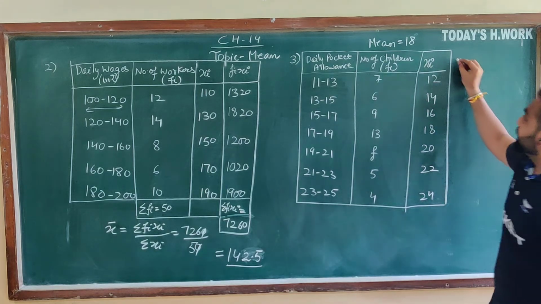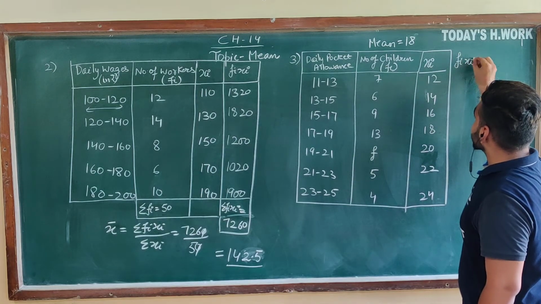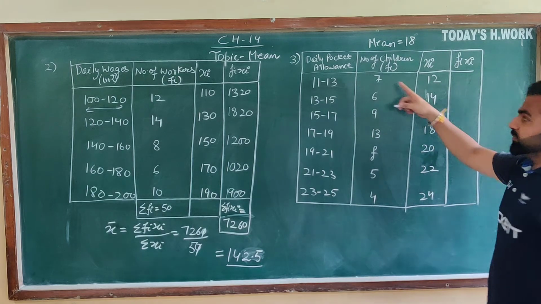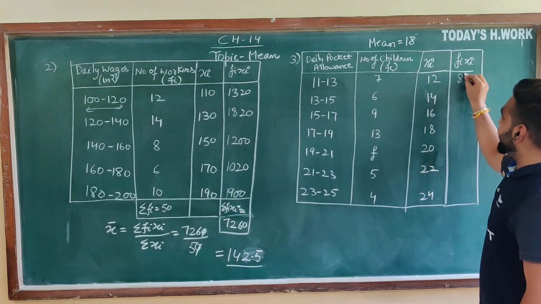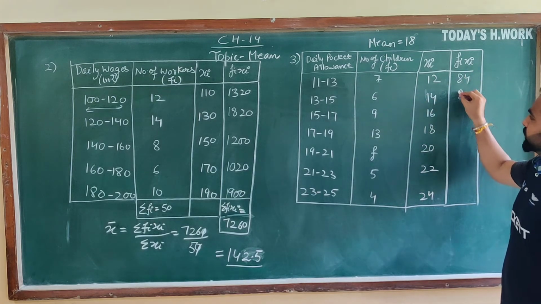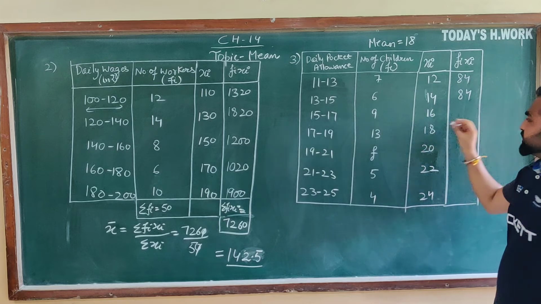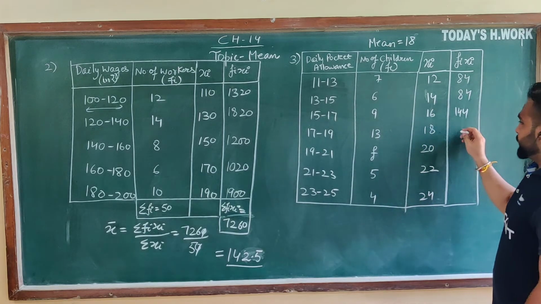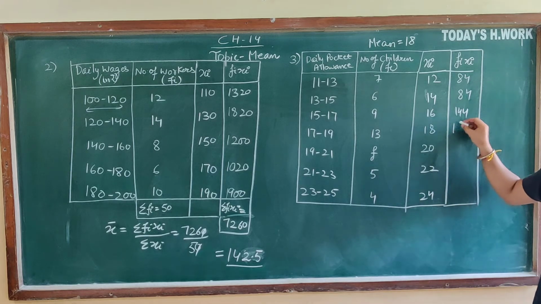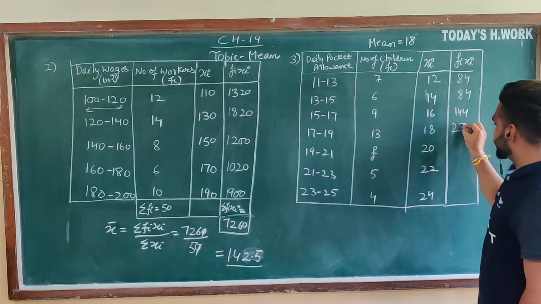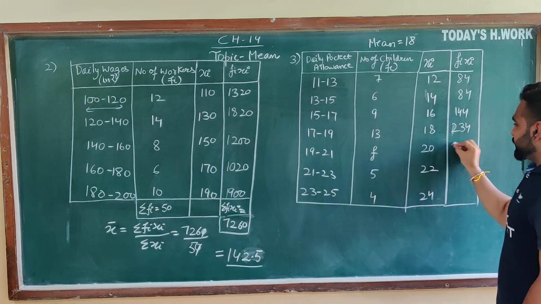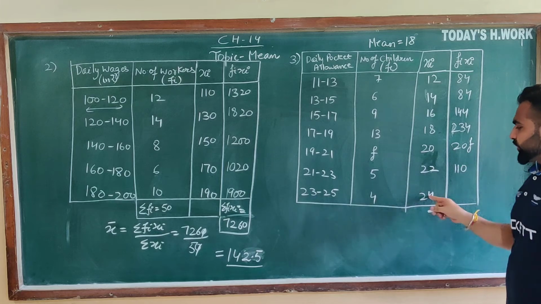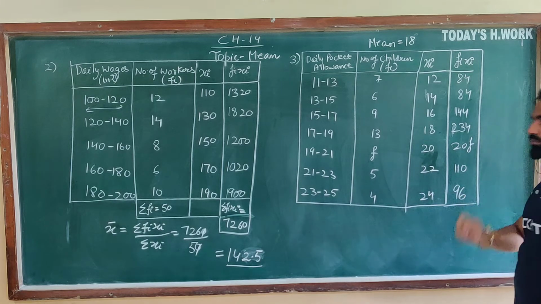Next we will calculate fi into xi. So we will multiply 7 into 12, 84, 6 into 14, 84, 16 into 9 is 144, 18 into 13 is 234, 20 into f is 20f, 22 into 5 is 110, and next 4 into 24 is 96.